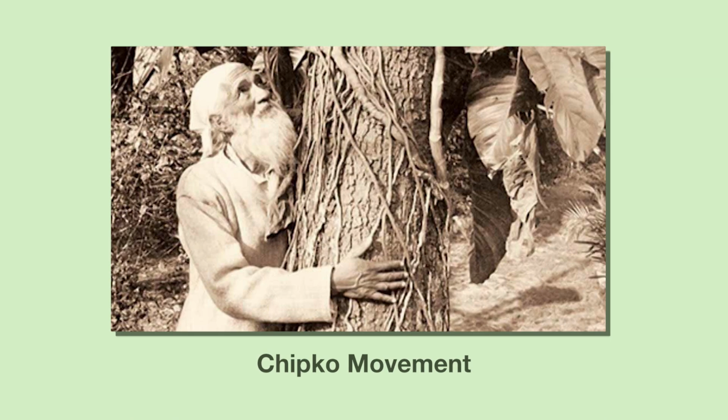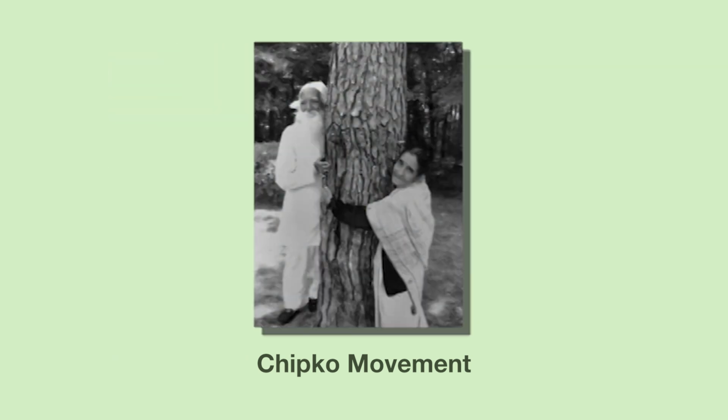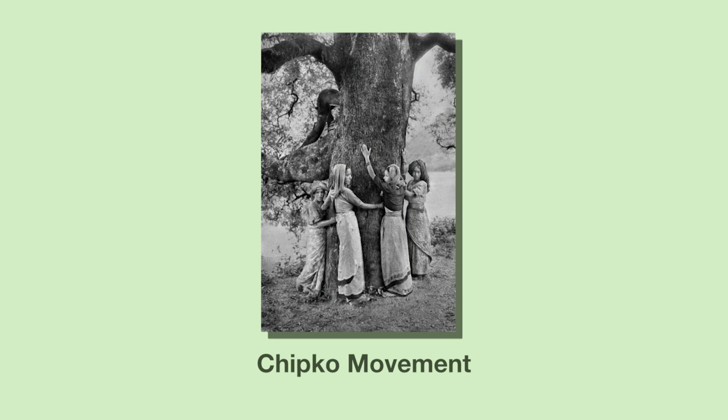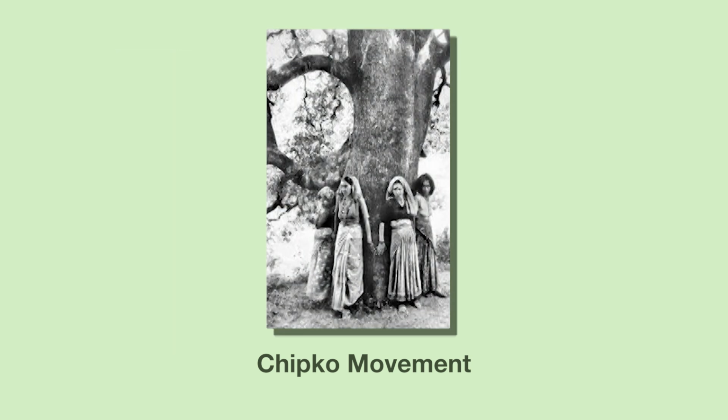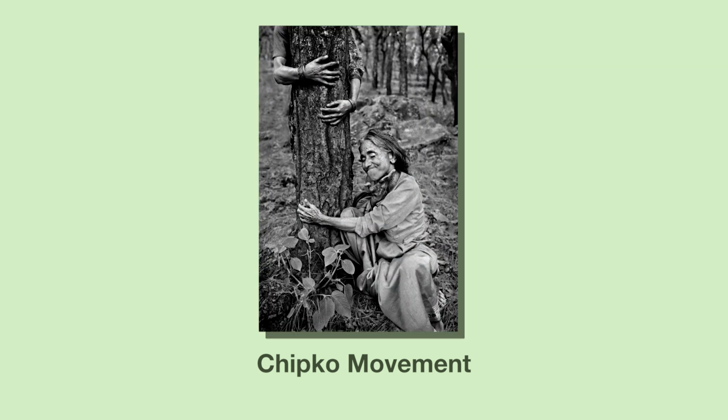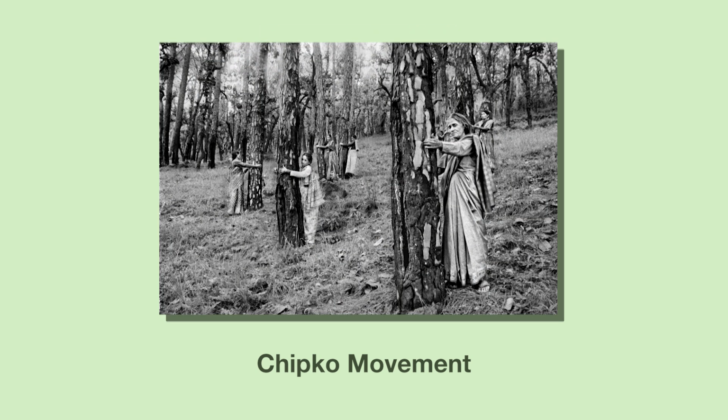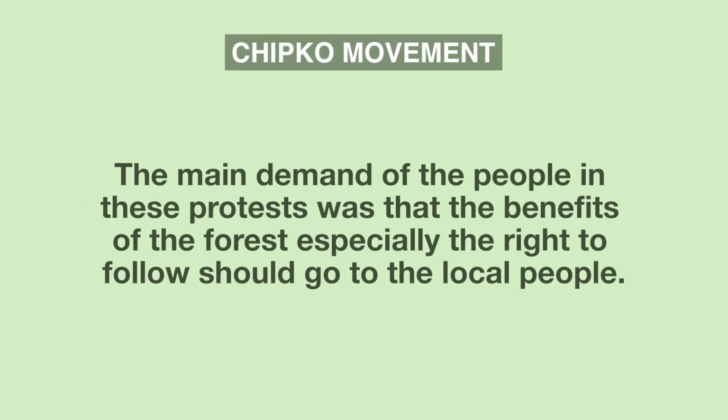Next, we have the Chipko movement. The Chipko is one of the world's best-known environmental movements in India. The Chipko movement focused world attention on the environmental problems of the Alakananda catchment area in the mid-western Himalayas. The Chipko movement, launched in 1973 to protect the Himalayan forest from destruction, has its roots in the pre-independence days. Many struggles were organized to protest against the colonial forest policy during the early decades of the 20th century. The main demand of the people in these protests was that the benefits of the forest, especially the right to fodder, should go to the local people.